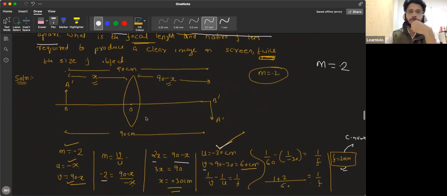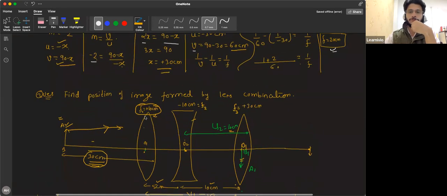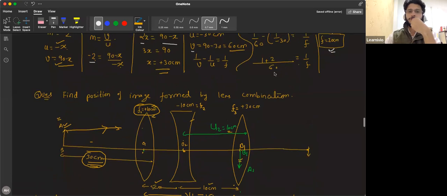Let's do another question. This is interesting. So in this question, you have three lenses. One convex lens, focal length 10 centimeter. Another concave lens, focal length minus 10 centimeter. Another convex lens, focal length 30 centimeter.